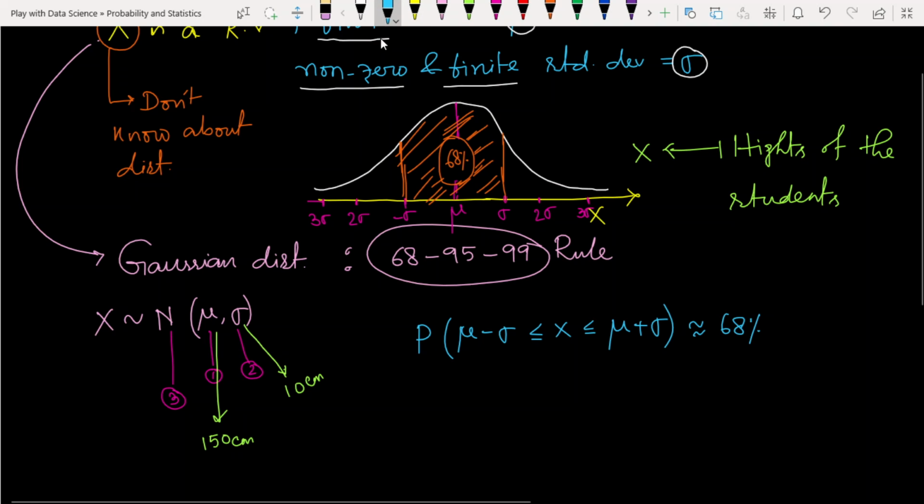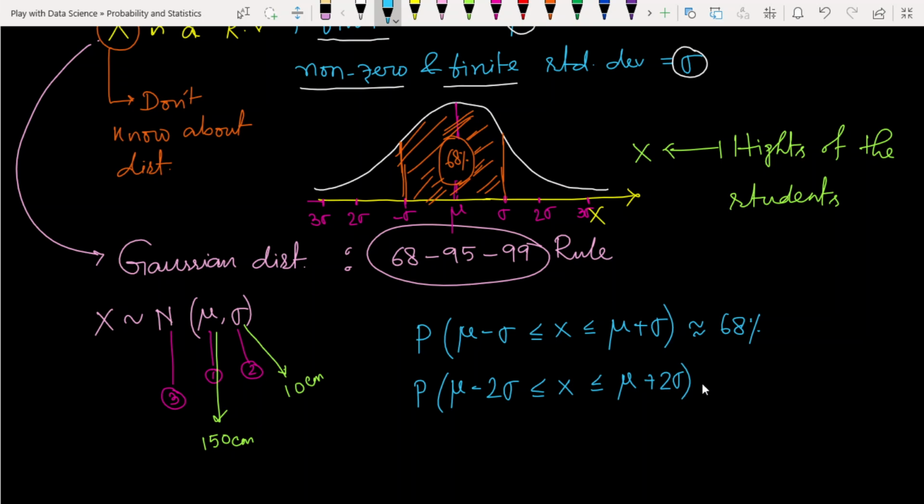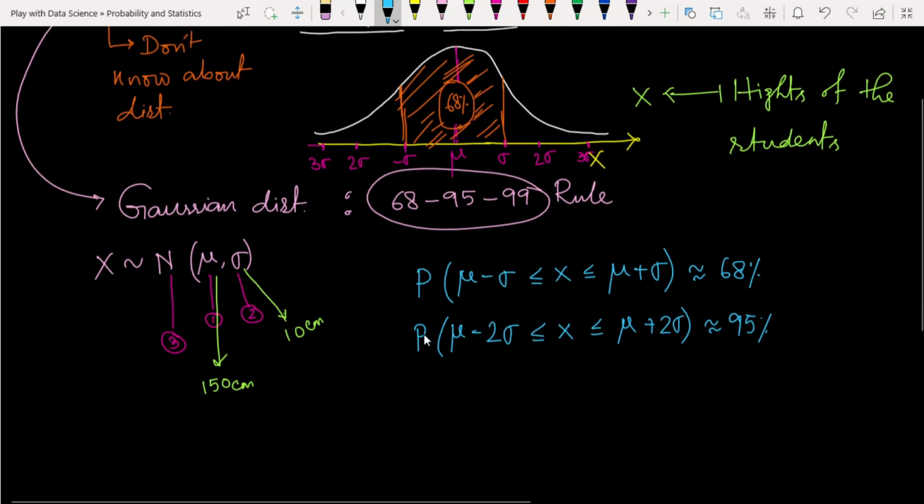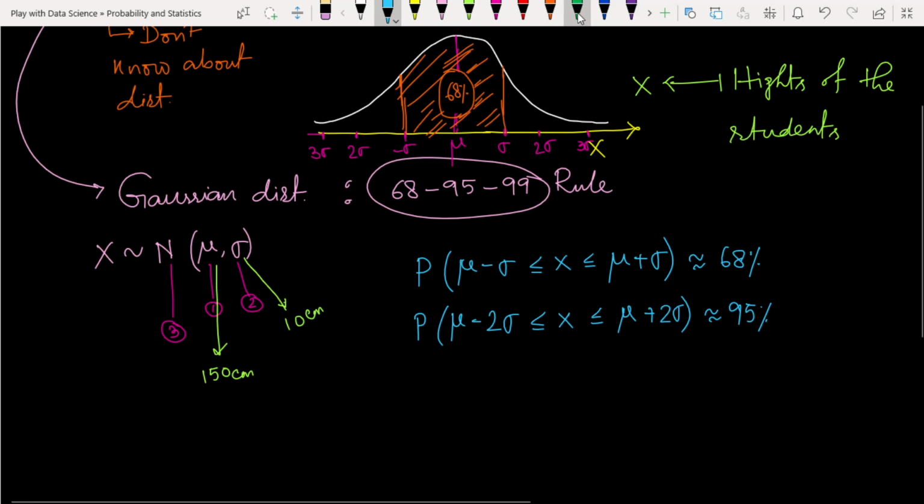The second rule, 95%: mu minus 2 sigma less than or equal to x less than or equal to mu plus 2 sigma. About 95% of the points are acquired in this range. In the whole range, about 95% of the points lie in this range.